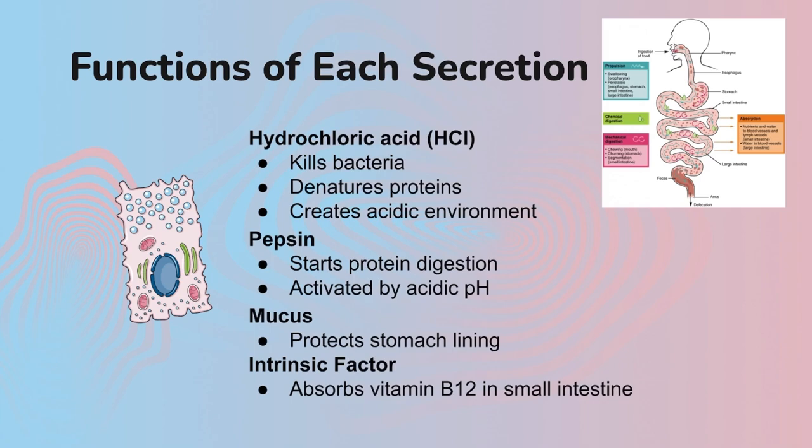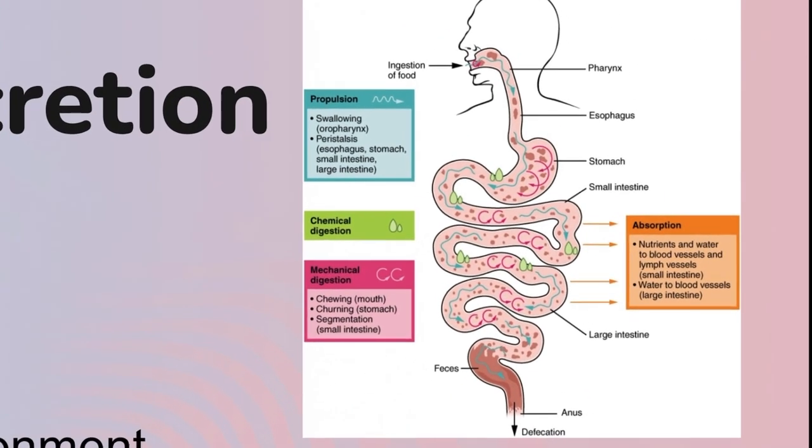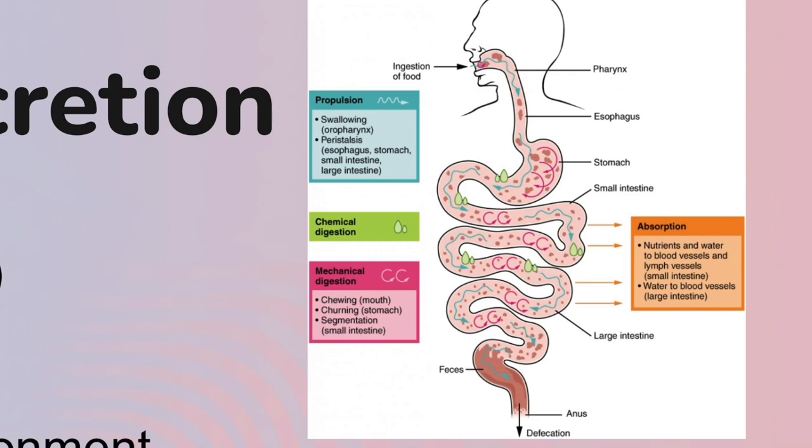So for our hydrochloric acid, this kills bacteria, denatures proteins, and creates an acidic environment. For our pepsin, this starts protein digestion, and it's also activated by acidic pH. Mucus protects the stomach lining, and then our intrinsic factor absorbs vitamin B12 in the small intestines. And then the picture on the right up here is just another picture that shows food being broken down.